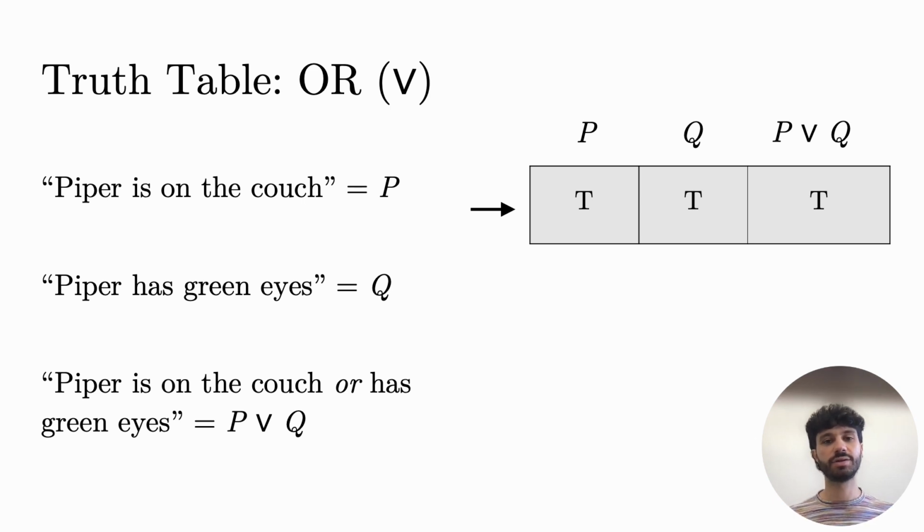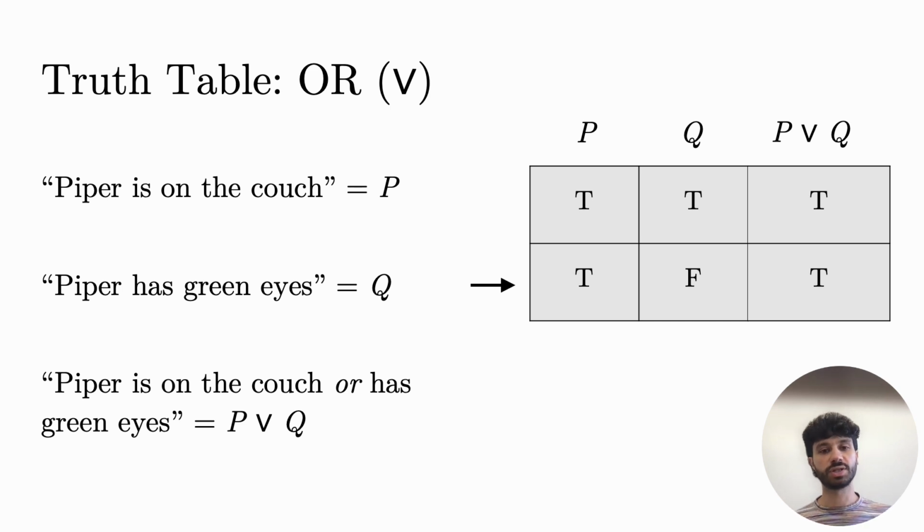And each element is called a disjunct. So when both disjuncts are true, like in the other case, the complex statement, the full disjunction, is also going to be true. So if I say Piper's on the couch or has green eyes, this is going to be true.